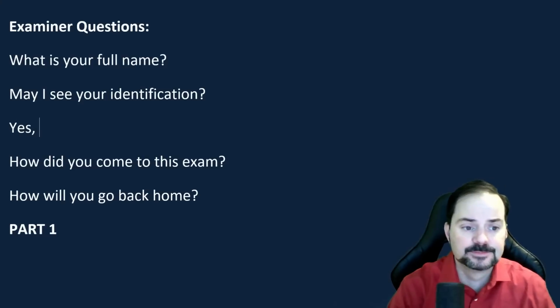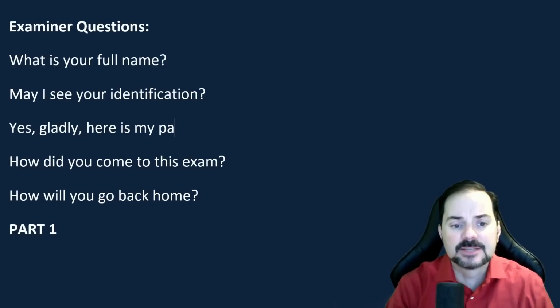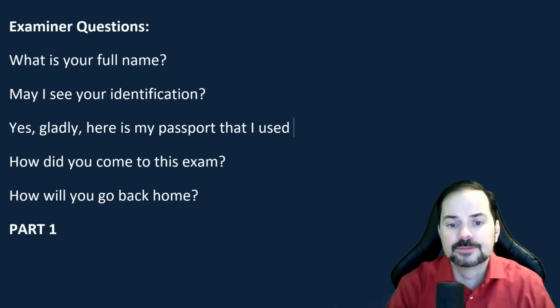Yes, gladly. Here is my passport that I used for registration. Please take a look.